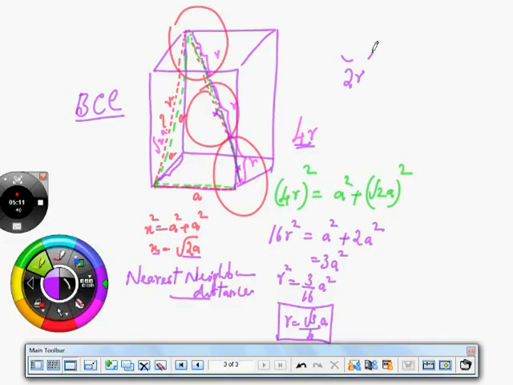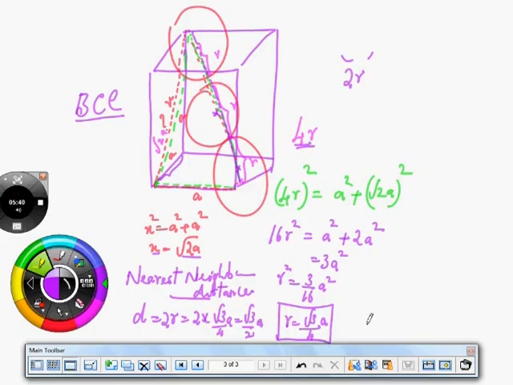This is the radius of the sphere, this is the radius of the sphere, and that is the distance between the centers of two spheres. So distance between two spheres is always equal to 2r. We represent that with d. So d is equal to 2r always. You know already what r is. Therefore d is equal to what? 2 into root 3 by 4a, which is equal to root 3 by 2a.